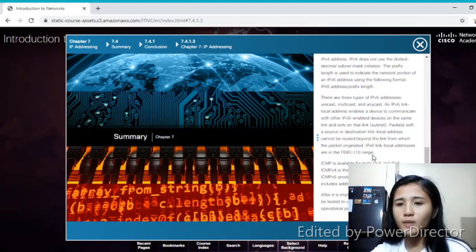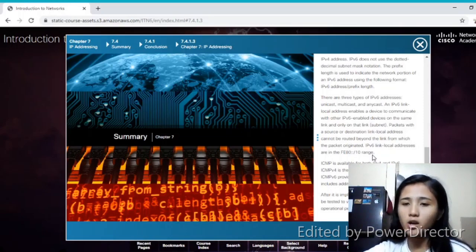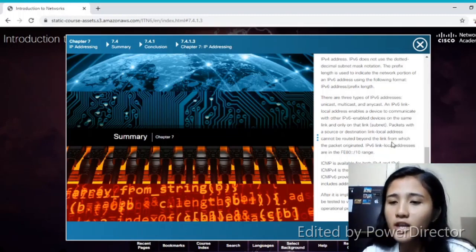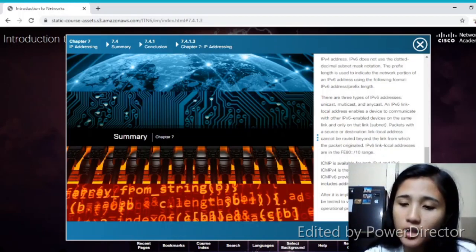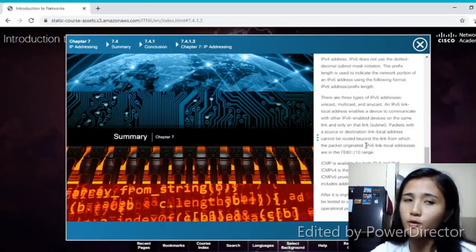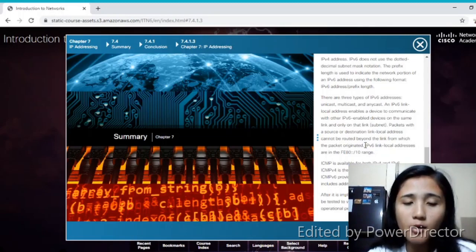Then there are the three types of IPv6 addresses: unicast, multicast, and anycast. An IPv6 link-local address enables a device to communicate with other IPv6-enabled devices on the same link and only on that link, or subnet. Packets with a source or destination link-local address cannot be routed beyond the link from which the packet originated. After it is implemented, an IP network needs to be tested to verify its connectivity and operational performance. So, this is the summary of Chapter 7.